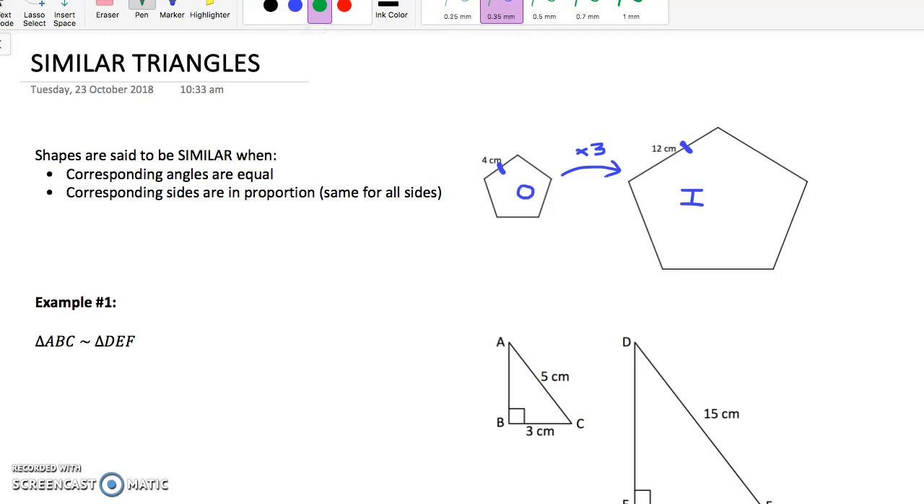What we do know about the angles, though, is that corresponding angles are equal, and they always stay the same size, because we know that the angles in a polygon equal a certain value depending on their sides, and that maintains the same value.